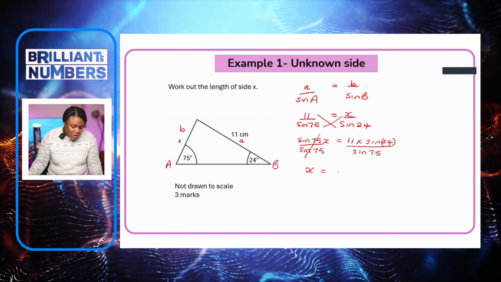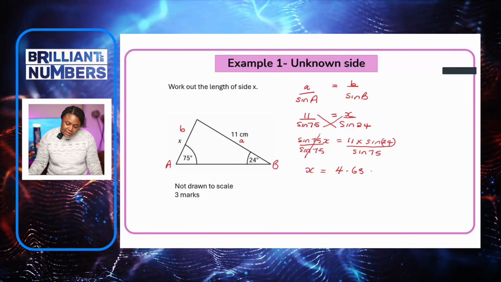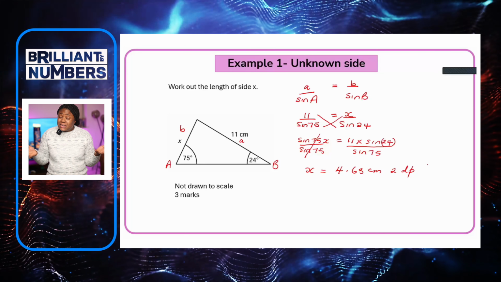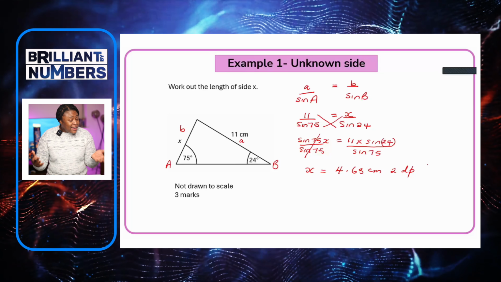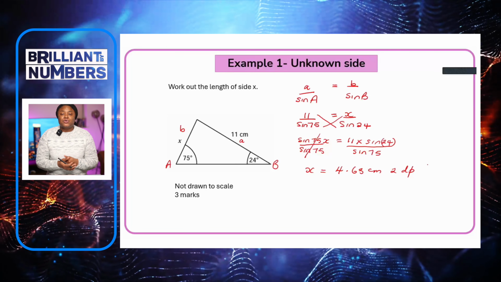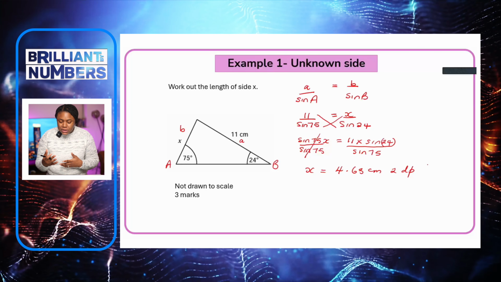So the answer is 4.63 centimeters to 2 decimal places. Whenever a question doesn't ask us to give a specific degree of accuracy, we're free to do whatever rounding we want, but it's a good thing to actually say what degree of accuracy you've rounded to.